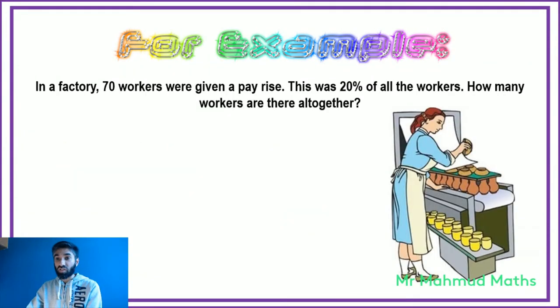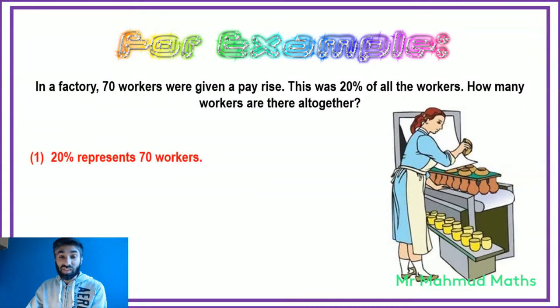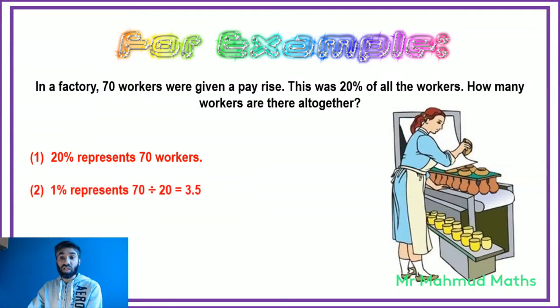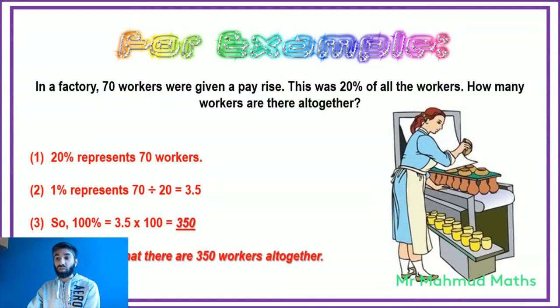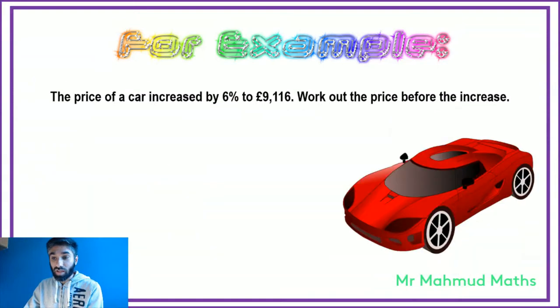Okay, let's have a go at another example. In a factory, 70 workers were given a pay rise. This was 20% of all the workers. How many workers are there altogether? Okay, 20% represents 70 workers. 1% represents 70 divided by 20, which is 3.5. And all we have to do is times 3.5 by 100 to get 350. Okay, and that's the answer for that one. This means that there are 350 workers altogether.